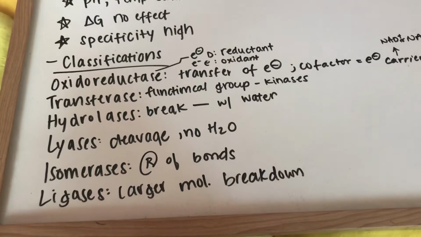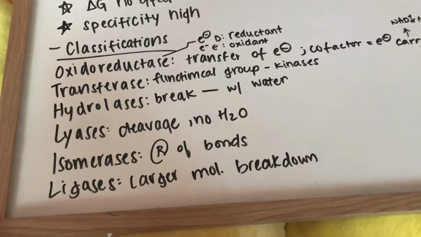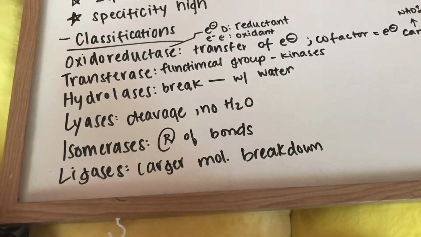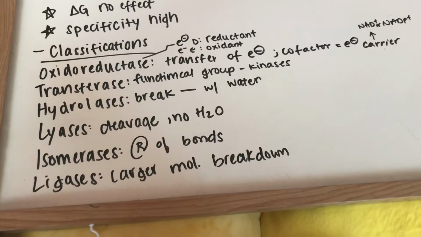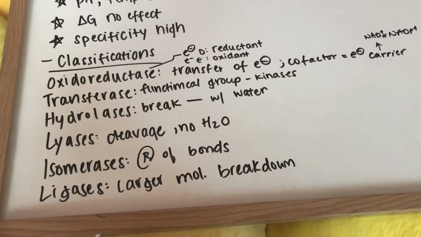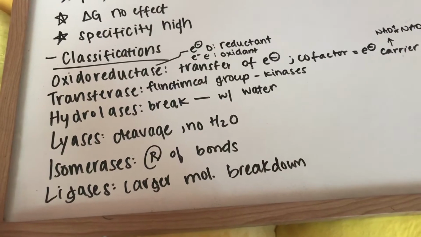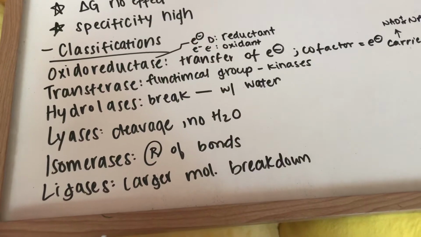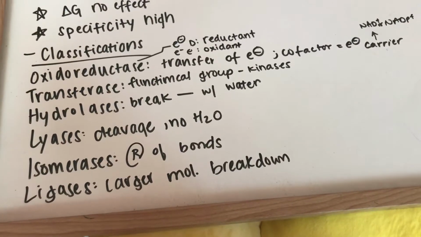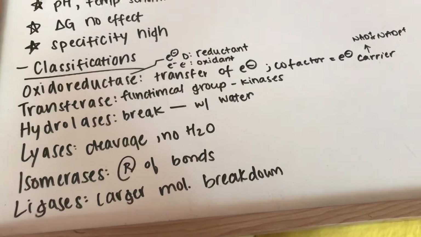The classifications are oxidoreductases, transferases, hydrolases, lyases, isomerases, and ligases. So oxidoreductases, like the name suggests, catalyze oxidation and reduction reactions. What happens is that these enzymes generally facilitate the transfer of electrons. They usually have a cofactor, which serves as an electron carrier, and you might have heard of these.